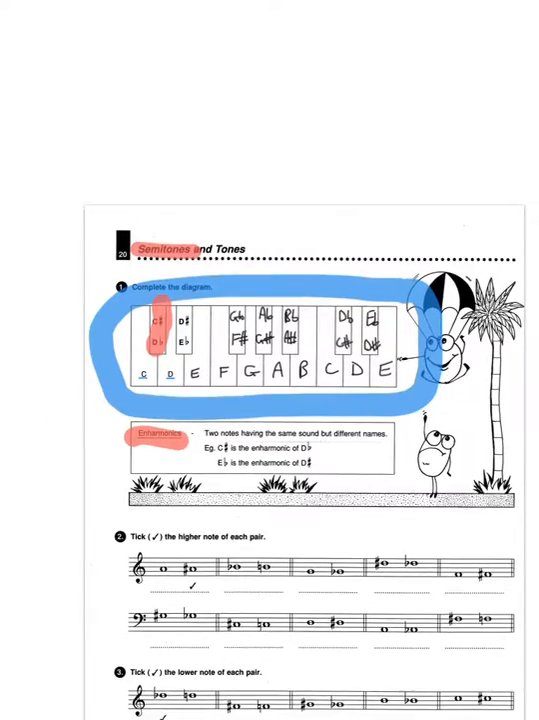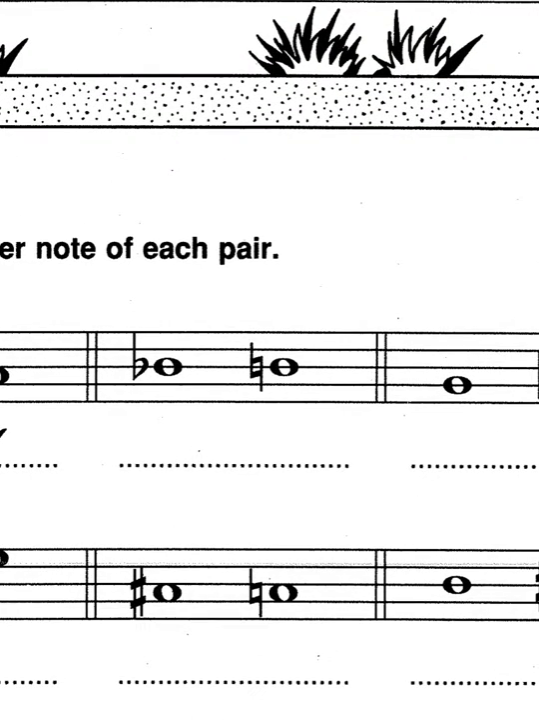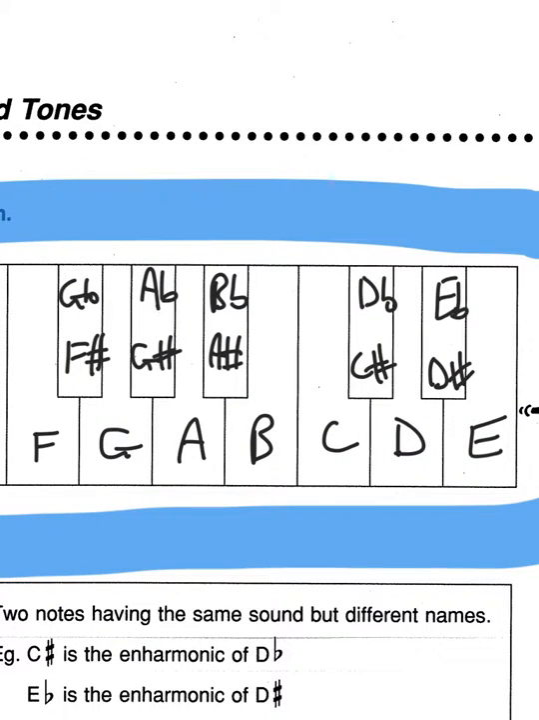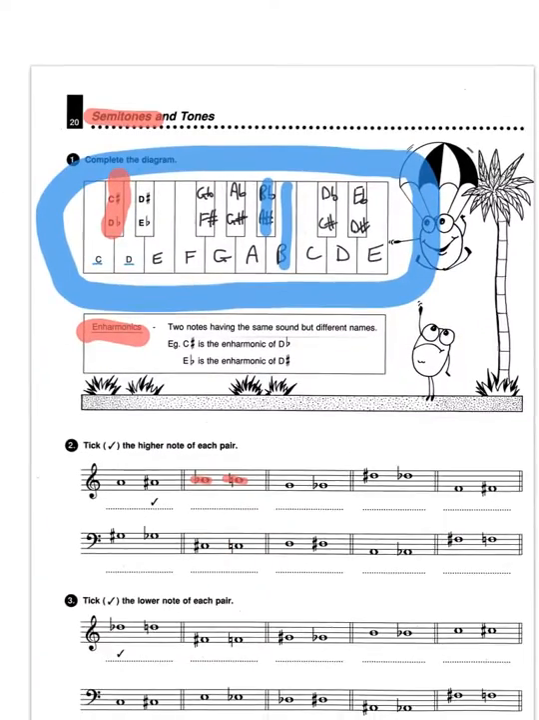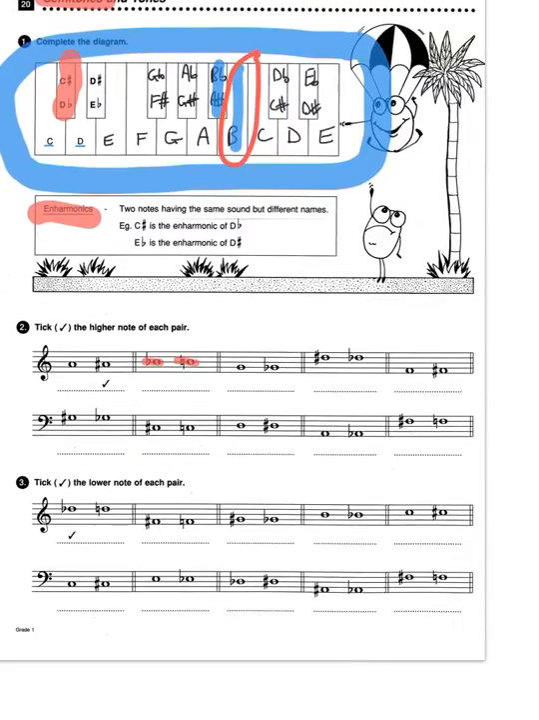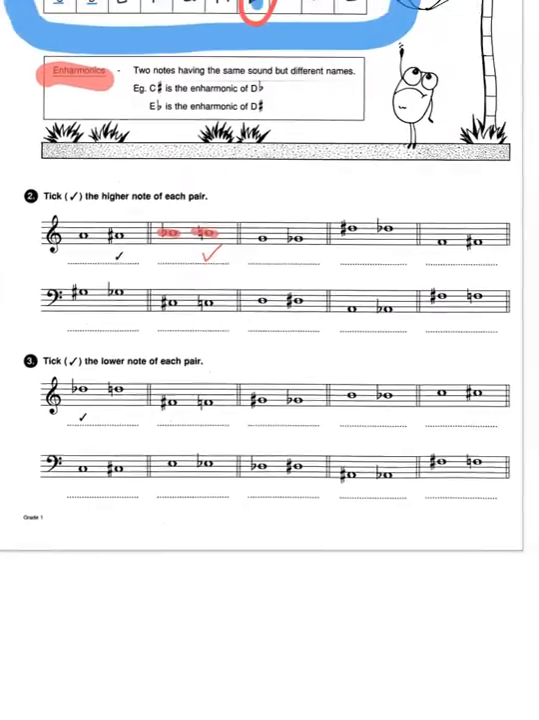Right, let's have a look here. They want you to tick the higher pair of each note. So here we've got a B flat and a B natural. So let's go up to our piano and have a look here. B flat is over here and B natural is over here. Now remember, they want you to tick the higher of each pair. Of course, the B natural is higher out of those two. So you come down here and you tick the B natural. Okay, you can continue doing that exercise.